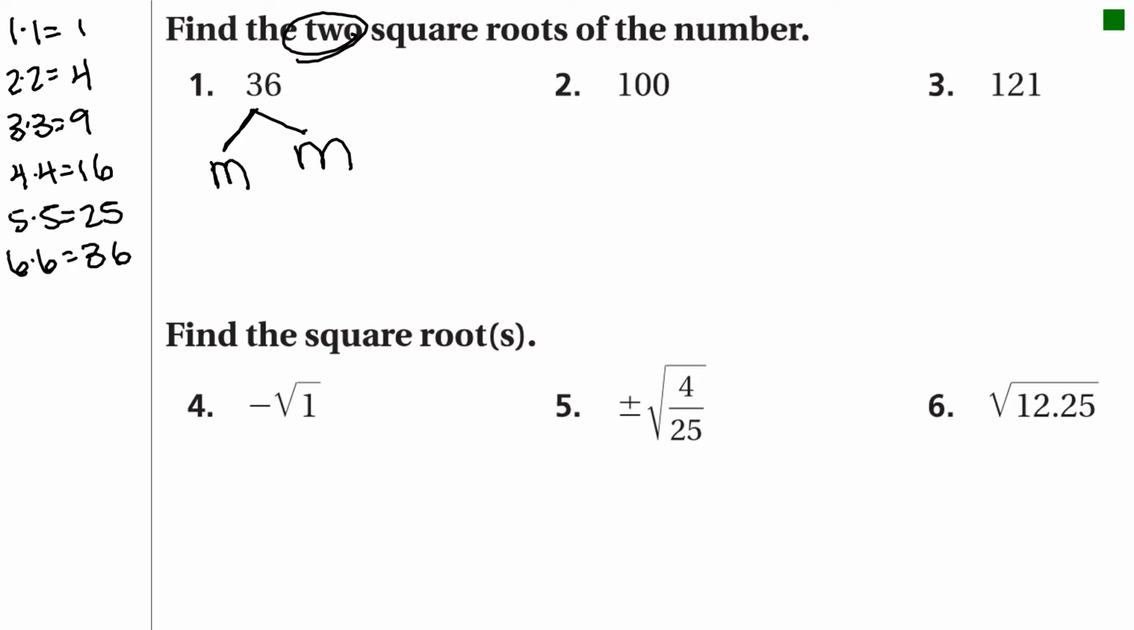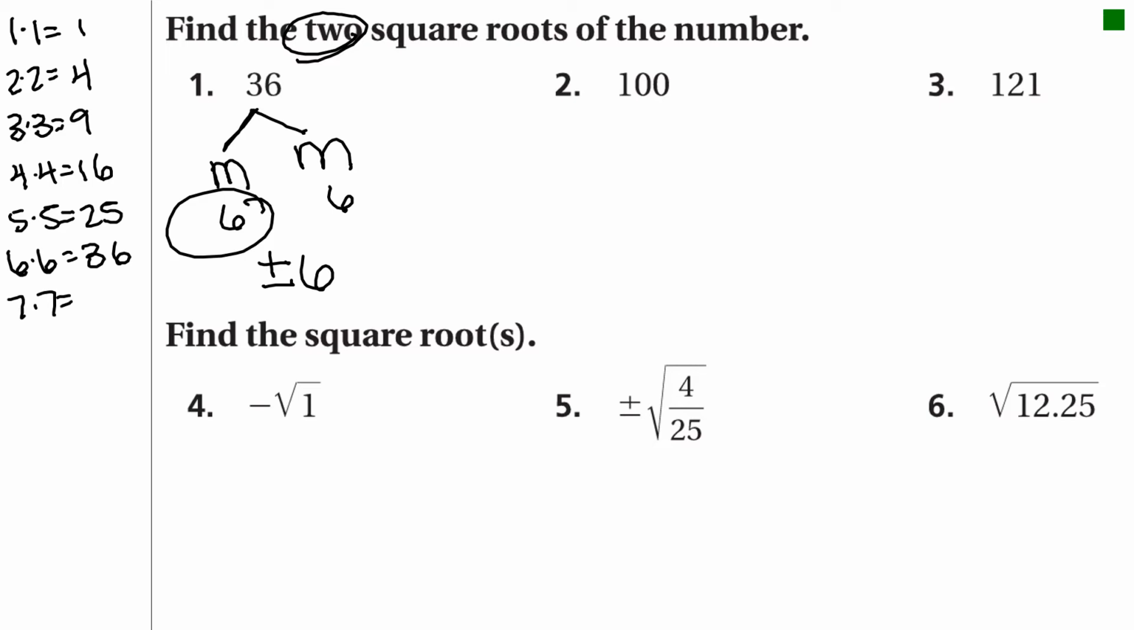Now I found 36 is 6 times 6. The answer is plus minus 6. Not 6 times 6 is plus minus 6. All right, what two numbers get us 100? Let's keep going with our little cheat sheet that we're going to be able to use later.